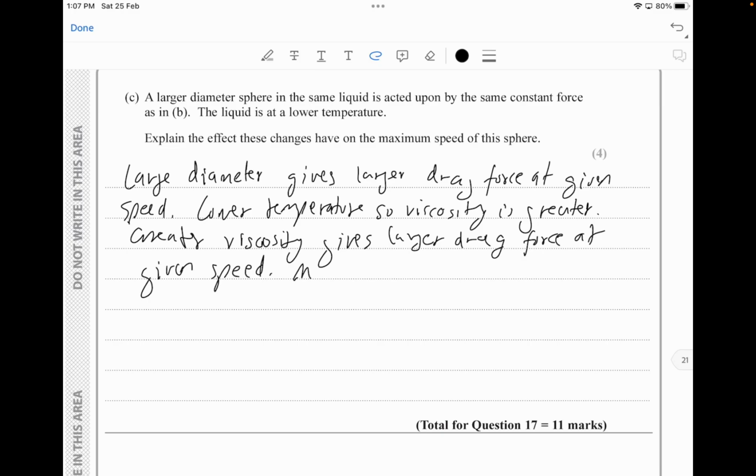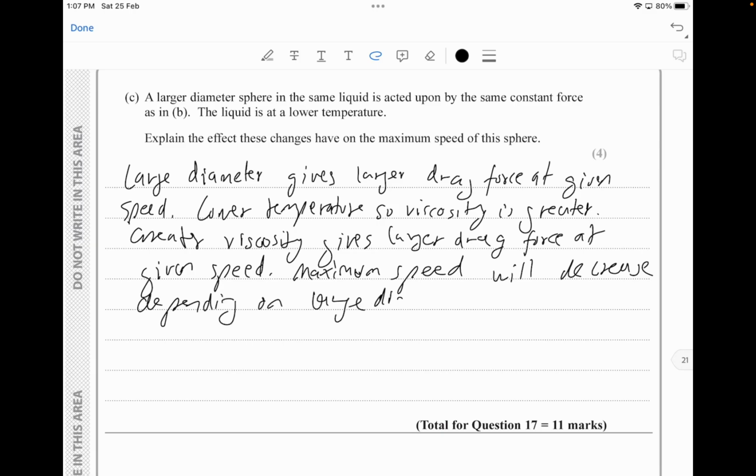And you can also mention that the maximum speed will decrease, depending on the large diameter and low temperature. Okay, so we can actually cut that out. We can just say that the maximum speed will decrease. That's more than enough.